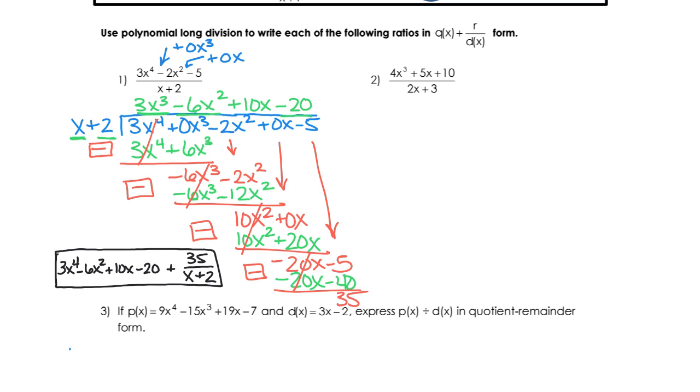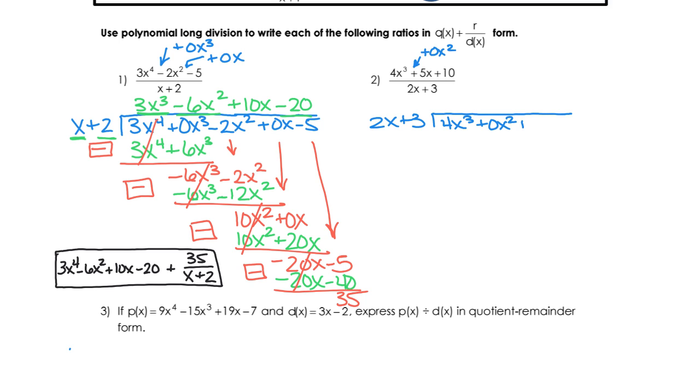Okay, number 2, same kind of work here. And so we're going to have our 2x plus 3 be our divisor. And underneath we'll have a 4x cubed, but right there you should pick up that we don't have an x squared term, so we're going to add in plus 0x squared.